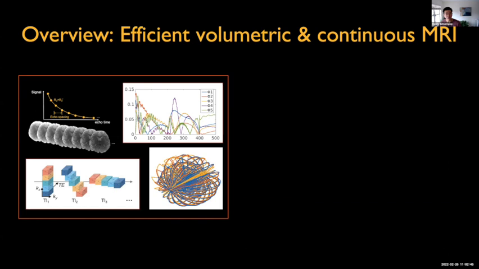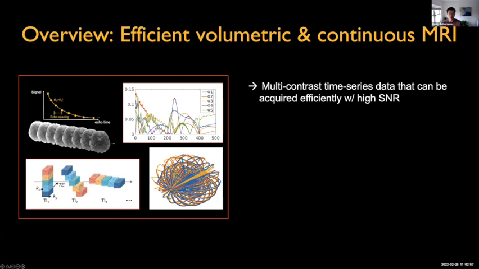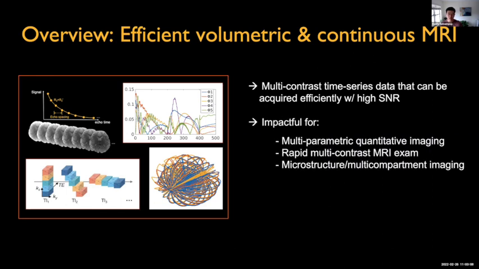So in this talk, I would like to show you some of the work that my lab has been pushing forward in terms of efficient and volumetric continuous acquisitions. I want to show that with some of this technology, we've been able to get multi-contrast time series data that can be acquired very efficiently with high SNR. And we've been applying this to multi-parametric quantitative imaging, rapid multi-contrast MR exam, as well as microstructure and multi-compartment imaging. So I'll show you some of the acquisition methods related to some of these topics.